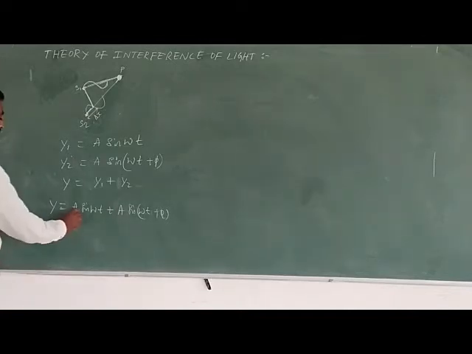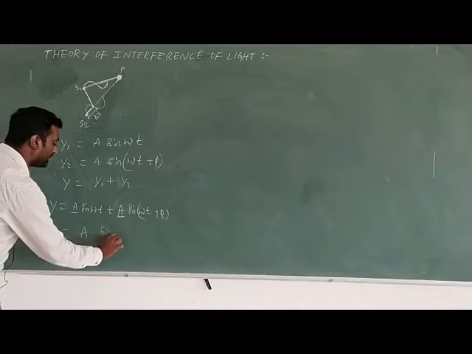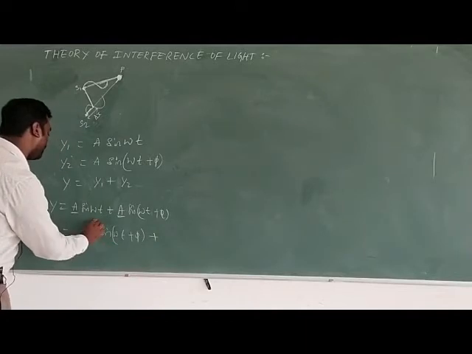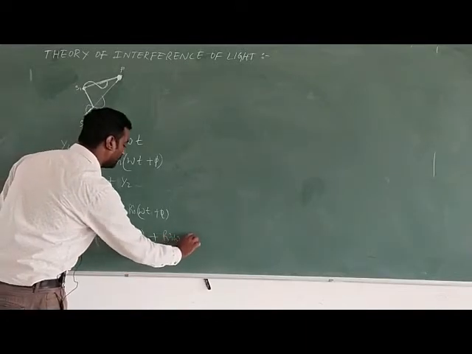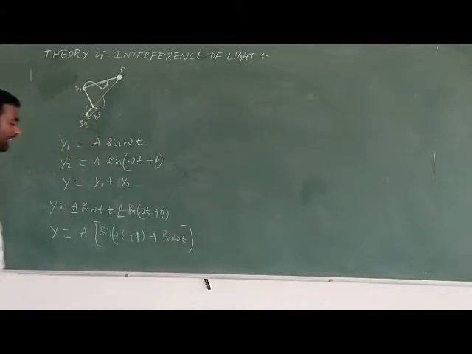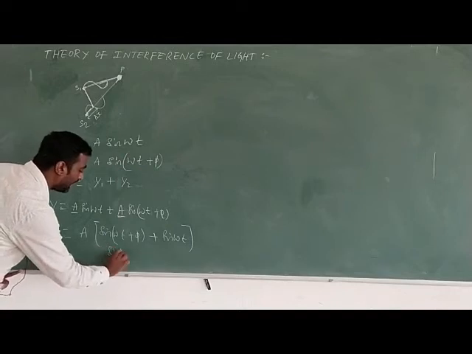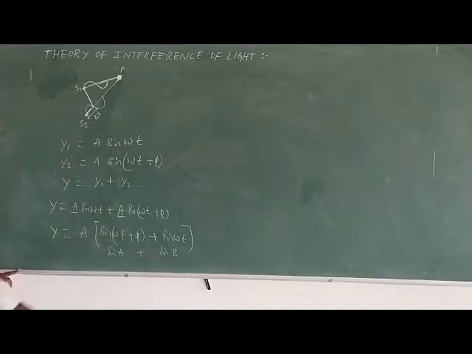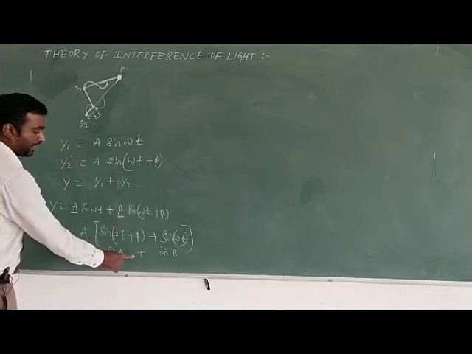So now here, what is the common? Look here, a is the common. So if you bring it outside, a, for our convenience I am going to interchange this: sin(omega t plus pi) plus sin(omega t). Now this is in the form of sin A plus sin B.